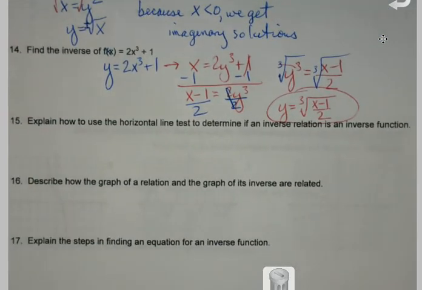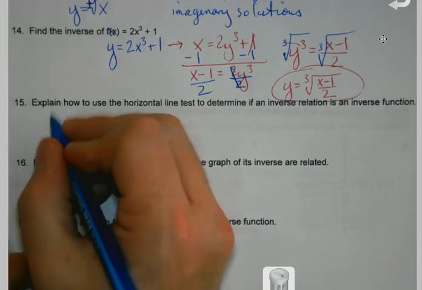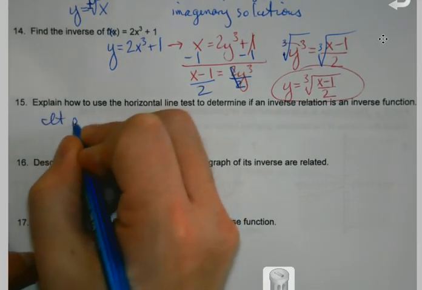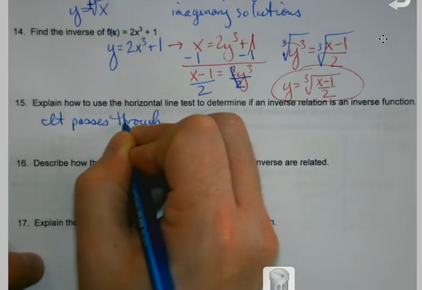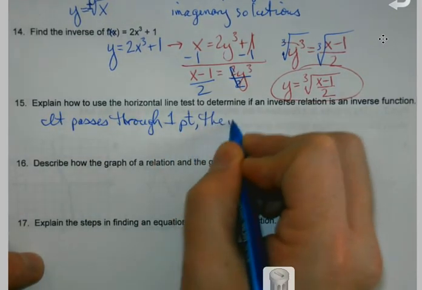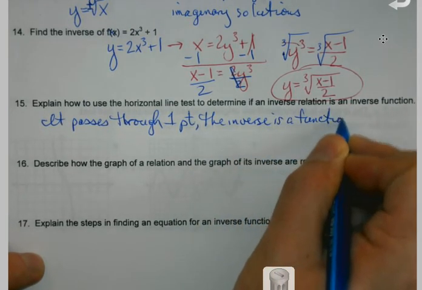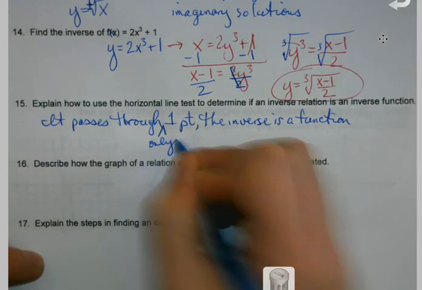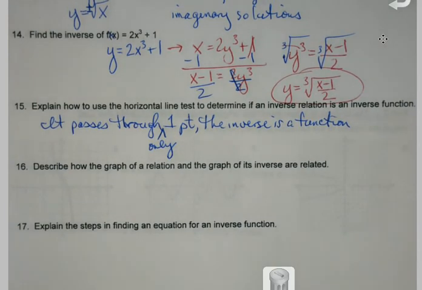And then I'll even say, just some previews of possible future quiz questions. Explain how to use the horizontal line test to determine if an inverse relation is an inverse function. Real simple. If it passes through only one point, the inverse is a function. I guess I should put the word only in here. Like if it passes through 2 or 3 or 4 or 5 points, nope, not going to work. If it passes through 1, it absolutely positively will.